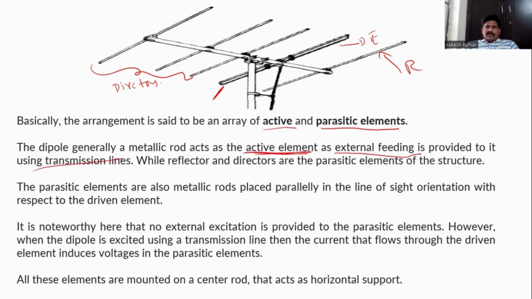While reflectors and directors are parasitic elements. What is meant by parasitic elements? They initially don't get excited; they get excited by the active element. The parasitic elements are also metallic parts. Here, the director and reflector are the parasitic elements. Parasitic elements are metallic parts placed spatially in line with respect to the driven element.